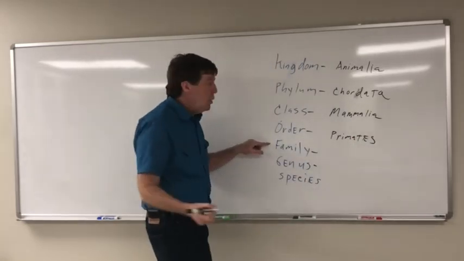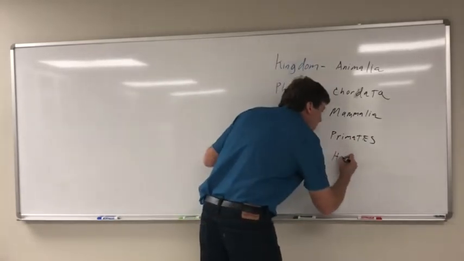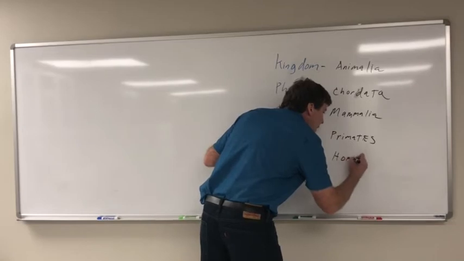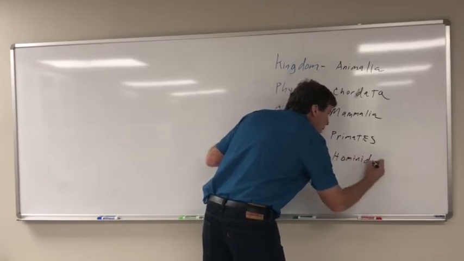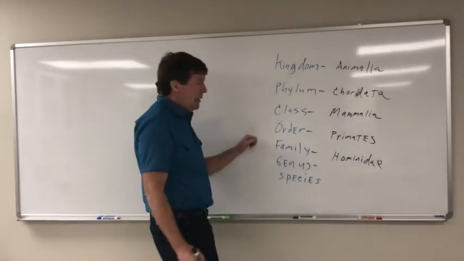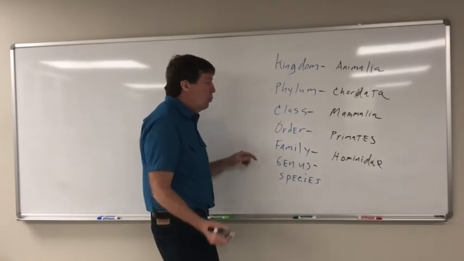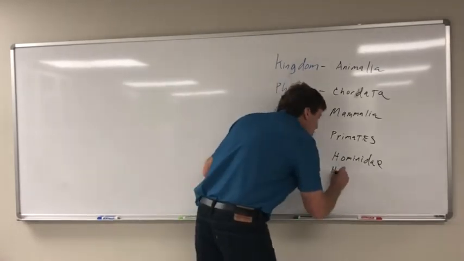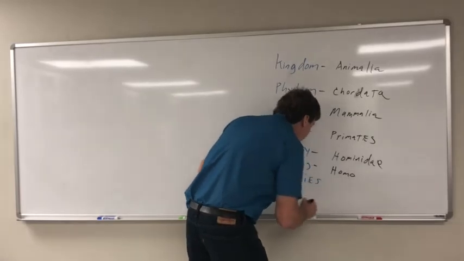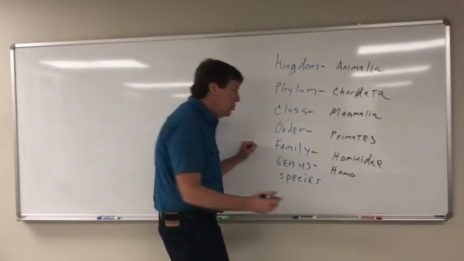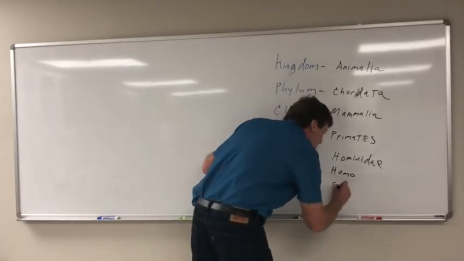What family do we belong to? We're hominids, or Hominidae. So Hominidae, hominids. What genus do we belong to? Homo. And what species do we belong to? We are sapiens.